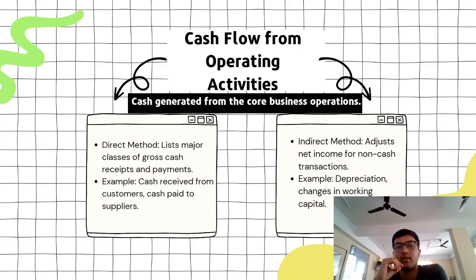This is a direct method. And depreciation, changes in working capital, this is the indirect method. So it's recorded in two ways. There are two methods: the direct method, and the indirect method, for cash flow from operating activities.